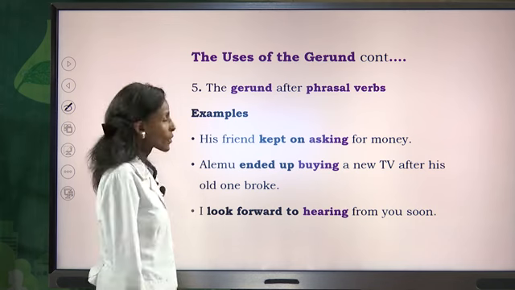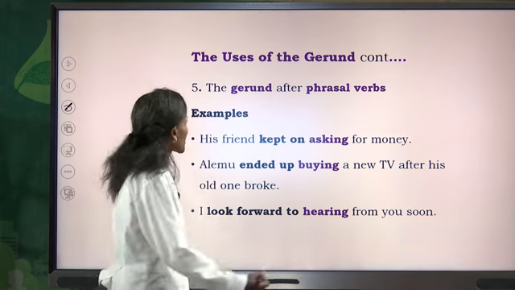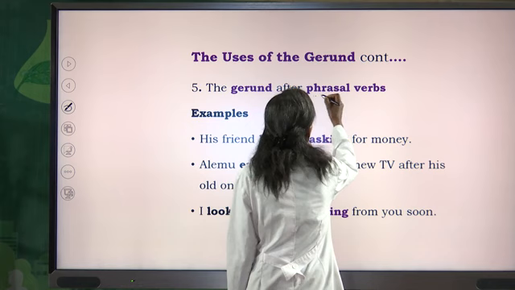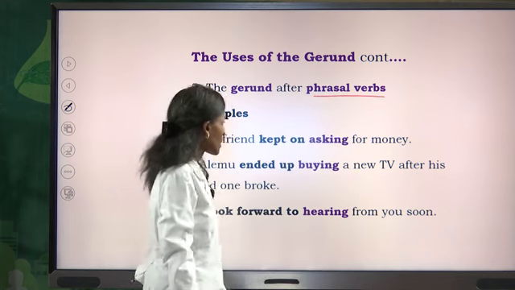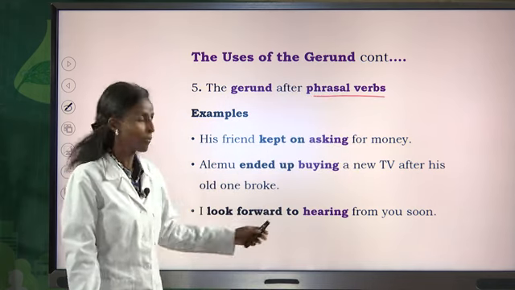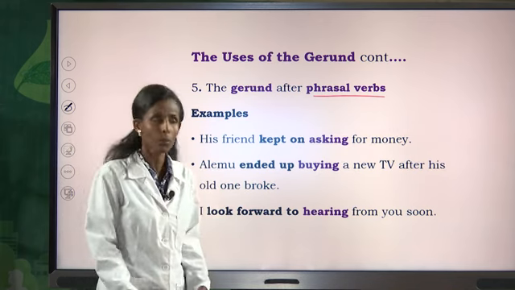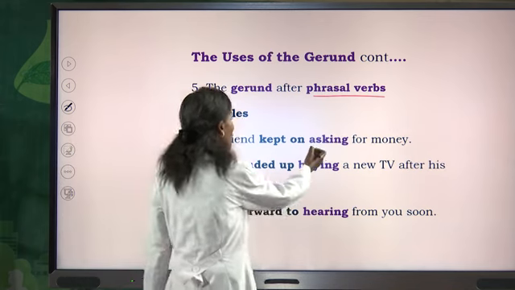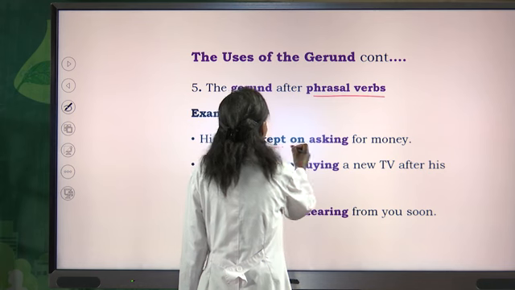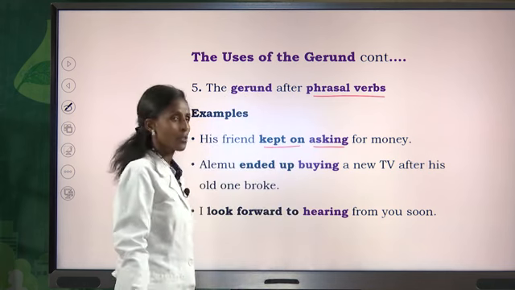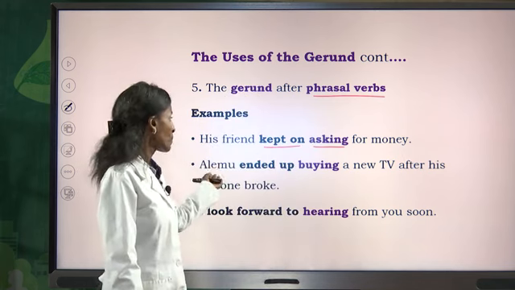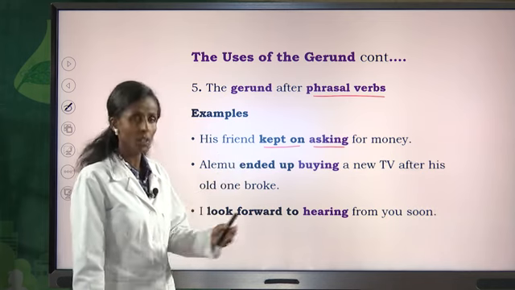The fifth use of the gerund. It is used after some phrasal verbs, like kept on, for example. Keep on is a phrasal verb which means continue. His friend kept on asking for money. Kept on needs to have what? Asking, a gerund, the present participle form, so the phrasal verb needs that of asking.